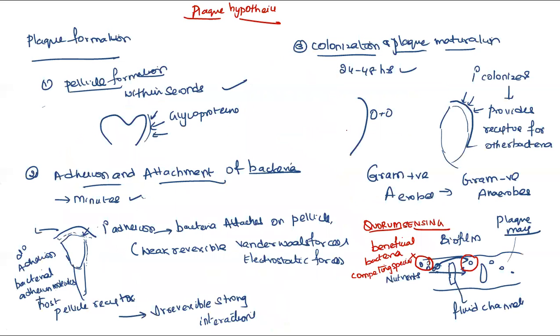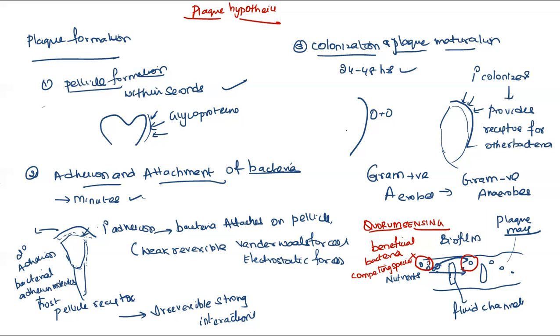So next, coming to plaque formation. Pellicle formation happens within seconds, and then you see attachment of bacteria to the pellicle. That is adhesion and attachment of bacteria. Primary adhesion has weak van der Waals forces and weak electrostatic forces, whereas secondary adhesion has much stronger interactions, which are irreversible. Colonization and plaque maturation take 24 to 48 hours. Here, primary colonizers provide receptors for other bacteria. Here you can see a shift from gram-positive aerobes to gram-negative anaerobes.